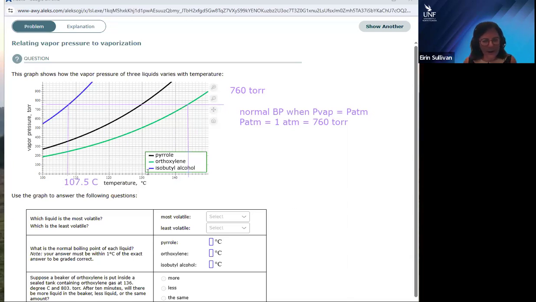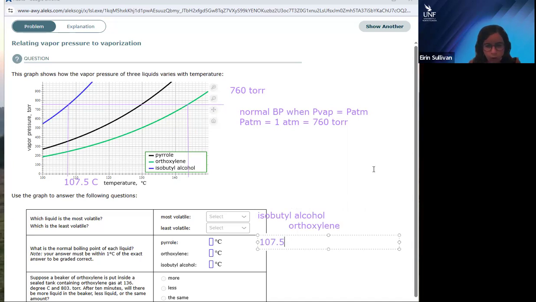So let's see, blue line, isobutyl alcohol. Isobutyl alcohol is going to boil at the lowest temperature, okay? The least volatile will be the orthoxylene. Okay, so what else? What is the normal boiling point of each liquid? Well, I've already kind of answered that for two of them. So for the isobutyl alcohol, we have estimated that, it says within 1 degree Celsius, so that's okay. So I'm going to say 107.5 for that one.